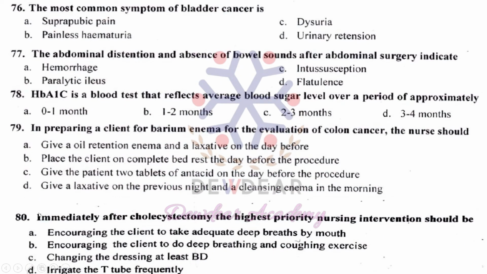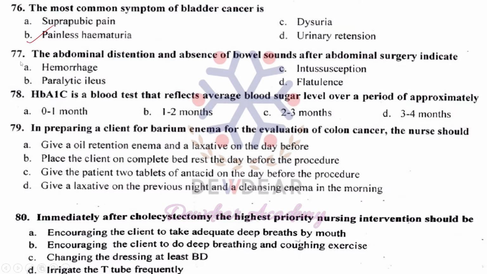Then question number 76: the most common symptom of bladder cancer is. Options are suprapubic pain, painless hematuria, dysuria, urinary retention. The correct answer is painless hematuria. The most common symptom of bladder cancer is painless hematuria. Option B is the correct answer.